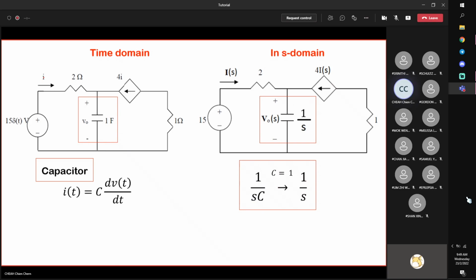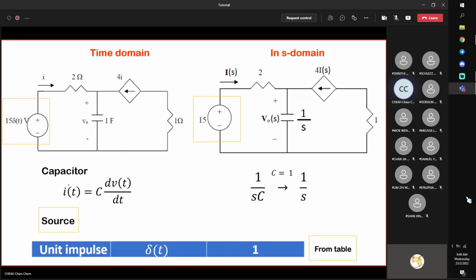The other signals are put similarly. I(t) becomes capital I(s). 4I(t) is 4I(s). V0(t) is V0(s). So we just put all the signals. The other one is this source, 15 delta(t). Check your Laplace transformation table. Delta(t) is equal to 1.